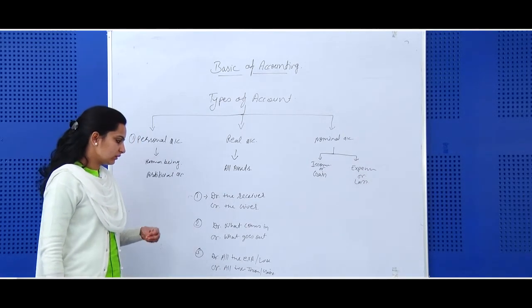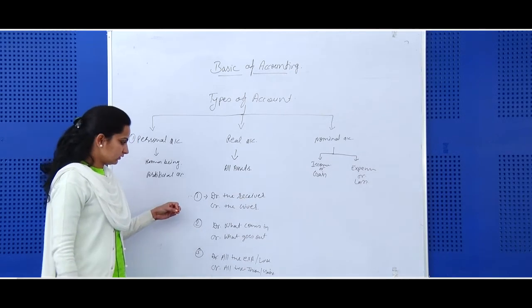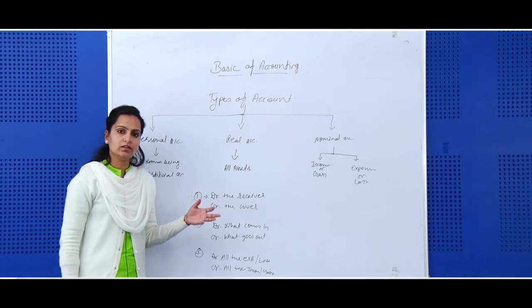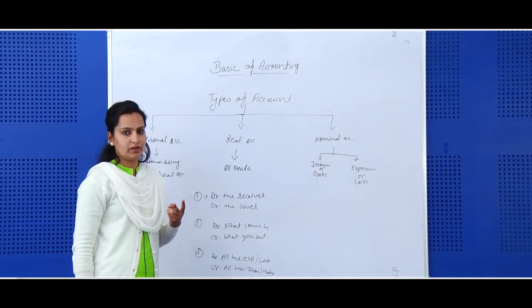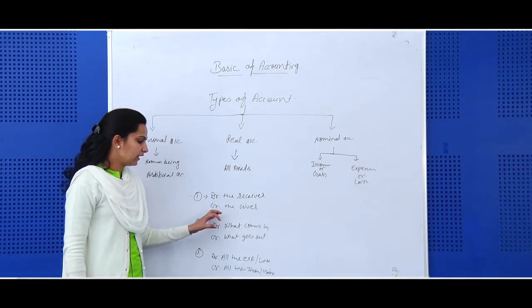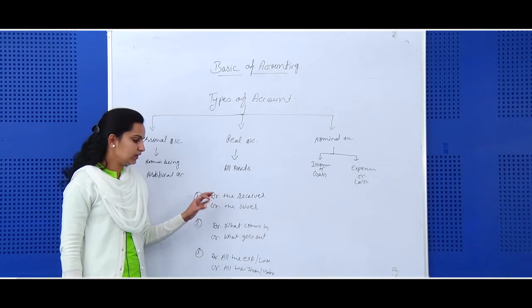Like when a transaction takes place, for example we purchase something in cash, then two accounts are affected, the cash and the purchase. So, according to these rules, the entry will be made in the books.